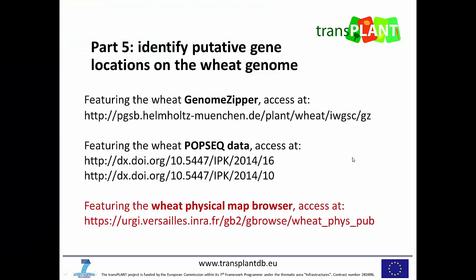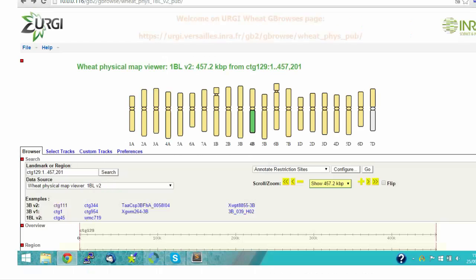In the next part, we will introduce the weed physical map browser, which is located at the URGI in Versailles. And in that part, comments are given as text and callouts.